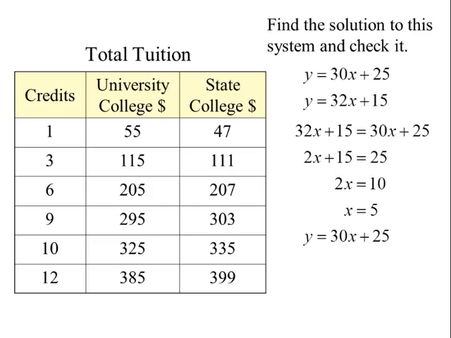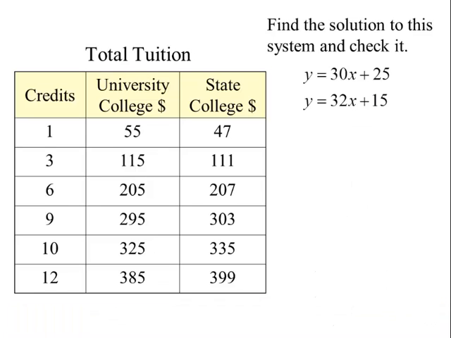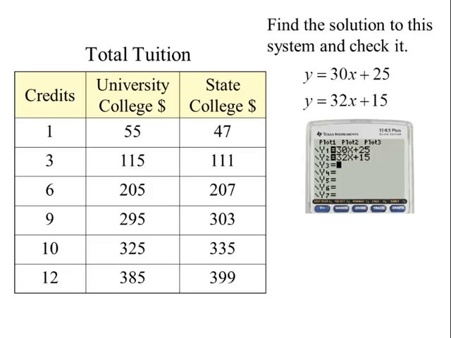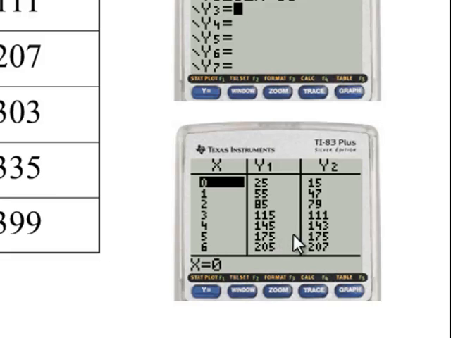To find y, I take one of the equations. Everywhere I see an x, I substitute 5, and we see that y is 175. Which means when the number of credits is equal to 5, the tuition is 175 for both the university college and the state college. Now to check it, I'm going to use the graphing calculator. I type in my equations in y1 and y2, and using my table feature, I see that when x is 5, we have 175 for y1 and y2.